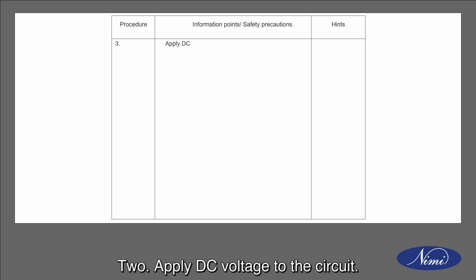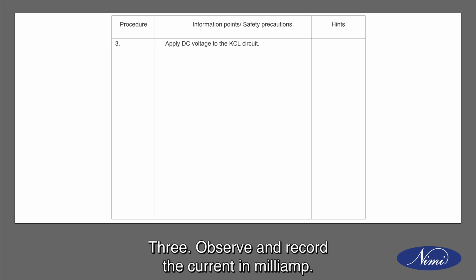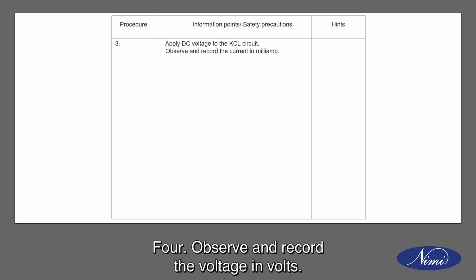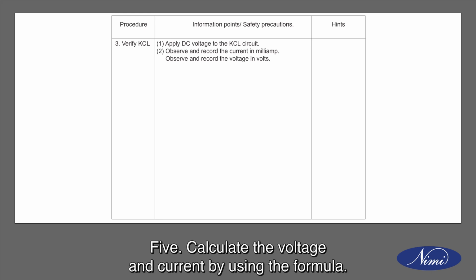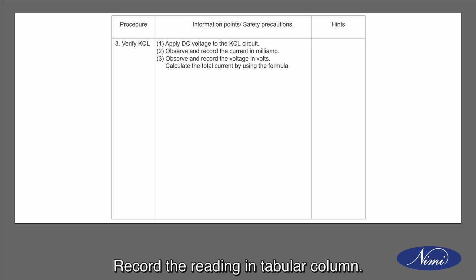2. Apply DC voltage to the circuit. 3. Observe and record the current in milliamps. 4. Observe and record the voltage in volts. 5. Calculate the voltage and current by using the formula. Record the readings in a tabular column.